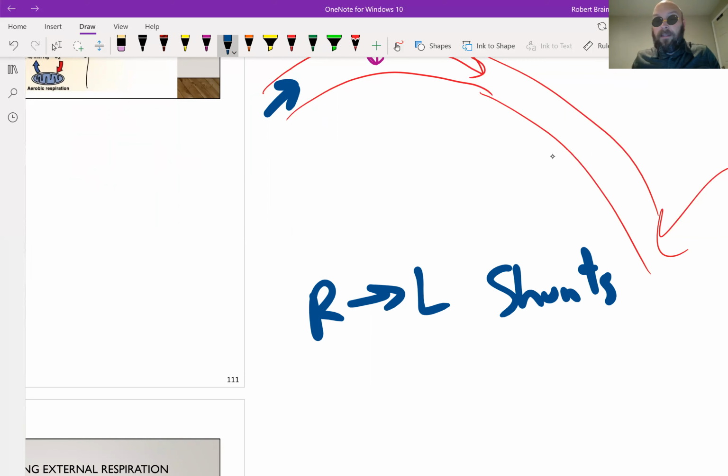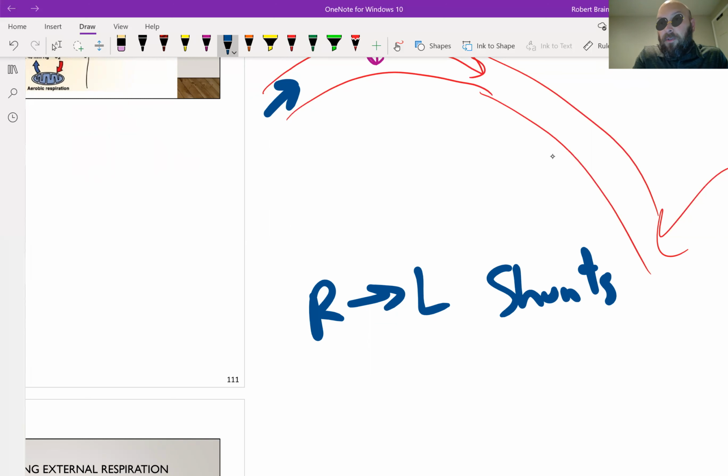Okay, normal right to left shunts. What are those? Those are the bronchial circulation and the pleural circulation, right? That means right to left shunts are when you get venous blood mixing with oxygenated blood, and so it's going to decrease the total oxygenation of the blood, right? When you have unoxygenated mixing with oxygenated, it's going to decrease it.